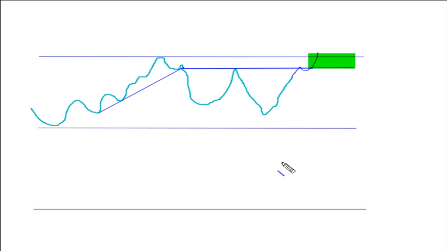Keep in mind you can use this method also for timing entries into a stock during a rebound. Here we are discussing timing entries into a stock that you think is going to be finding resistance on the upside and is going to be pulling back. So we can flip this around and you'll find that this is also useful.